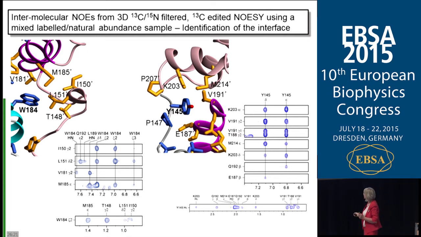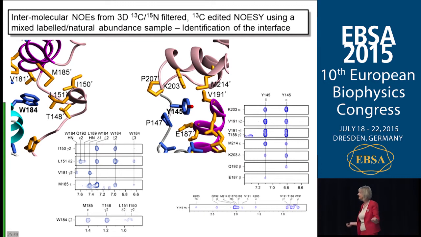And you can see how nice, clean these spectra are. Here I show you interactions around this tryptophan 184 side chain to valine 181, methionine 185, isoleucine 15, and so on. So this was expected. This is helix 9. We also saw another intermolecular interaction, and that was sort of a surprise, because we saw that tyrosine 145 sits at an intermolecular interface. Now, as a structural biologist, if you see something like that, you always immediately think this must be important.